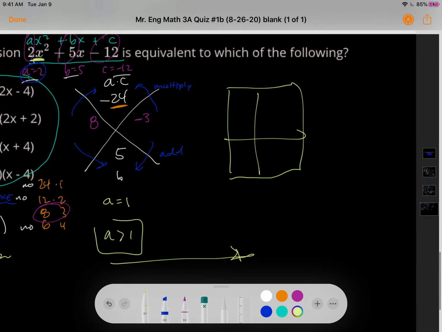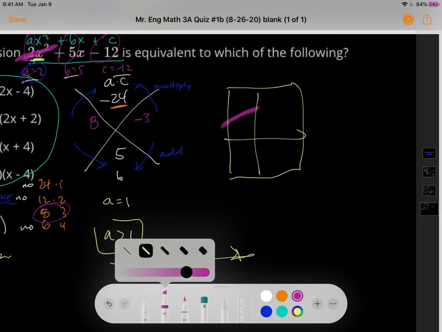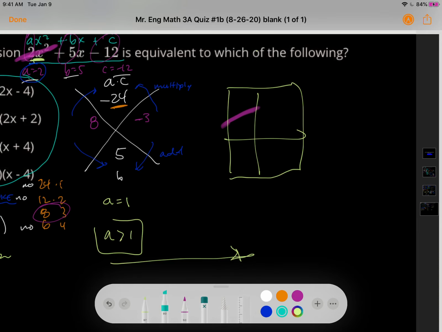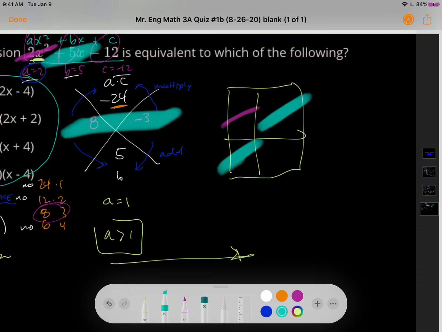Okay, let's fill this out. So let's use our color coding. Maybe this will help you. Okay. A value, all of it goes right there. Our B term, pay attention. Your B term has now been split between these two numbers. That's why I'm writing them there and there. And then your last one, your C term, including the negative sign, will always go in the bottom right if you have one. So let's write that in.